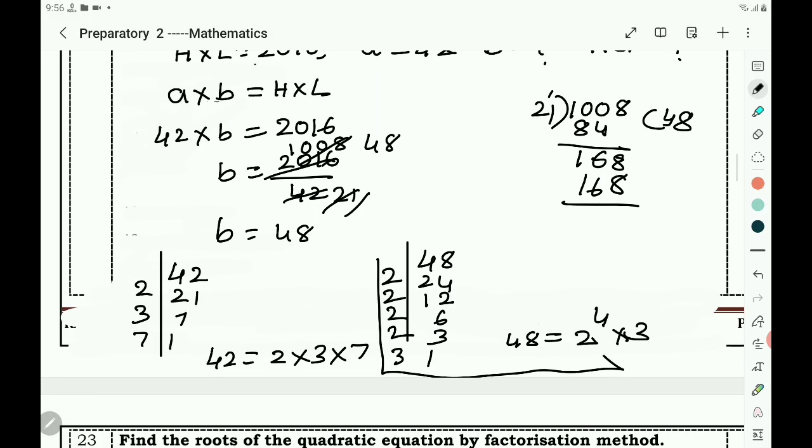Then which is a common here? HCF equals 2 is there, 2 power 4 is there, take the lowest power 2, and 3 is there, 3 is there, take 3. 2 into 3 equals 6.